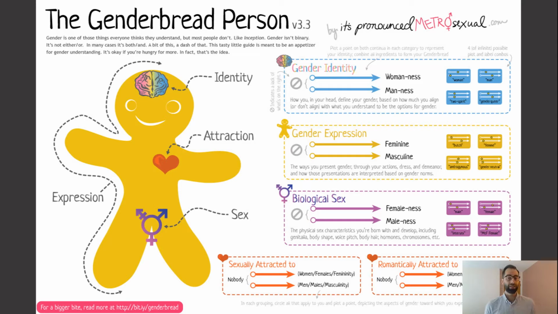And for this class, the gender-bread person diagram usefully distinguishes sexually attracted to versus romantically attracted to, which is a way of acknowledging the identities of sexual or allosexual versus asexual, and romantic versus aromantic.